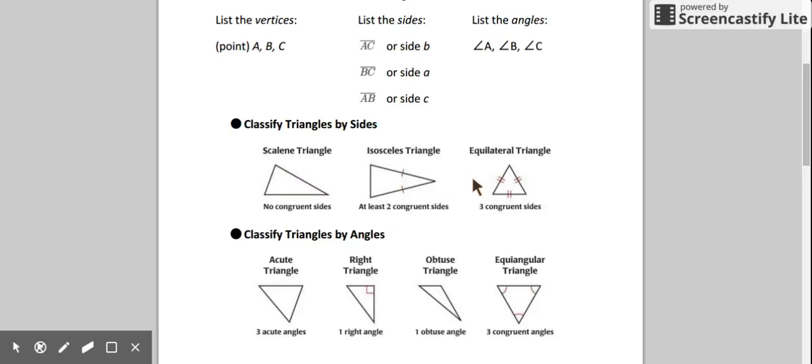If I have three congruent sides, I could put the same amount of hash marks. We could put one hash mark on each side, or we could put two. We could put more than that, but that would just be a little silly. But if we have three side lengths that are measuring the exact same, we have what's called an equilateral triangle. So equa meaning the same or equal, and lateral meaning sides or measurements. So we have equally measured sides of a triangle. We have an equilateral triangle.